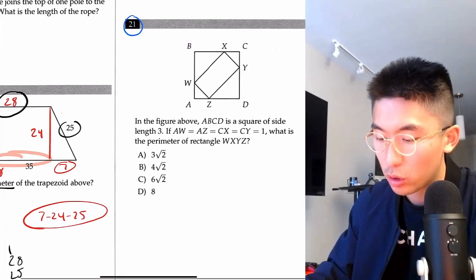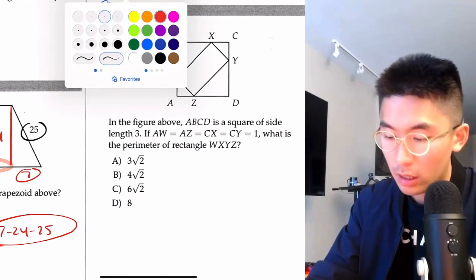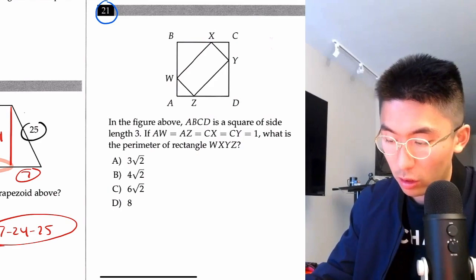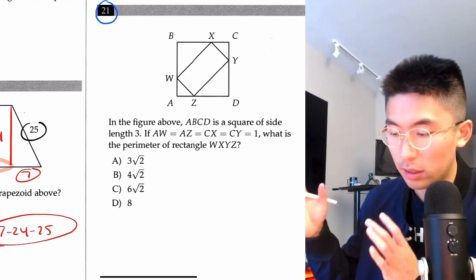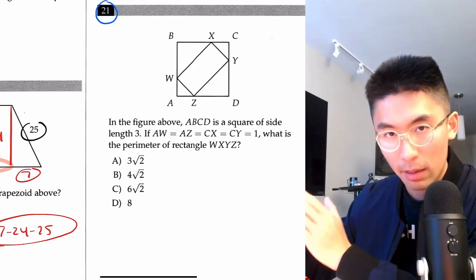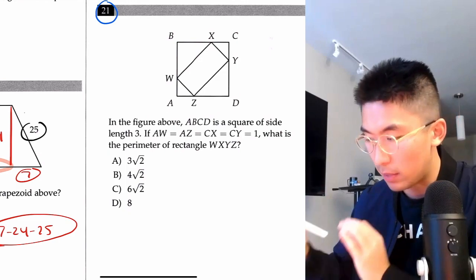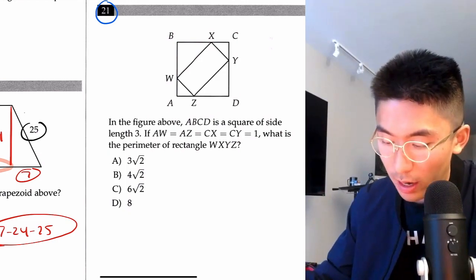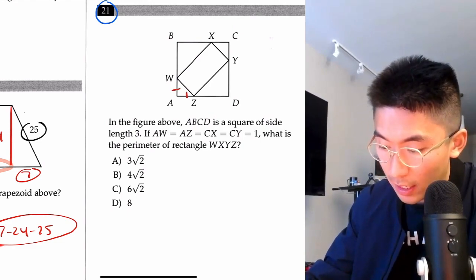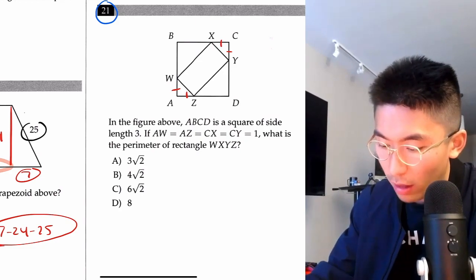Now let's take a look at number 21, the last problem here. Slightly more difficult, but don't be concerned. This is an isosceles triangle question. So as a reminder, isosceles is a situation where you've got a triangle with 2 sides that have the same length, or 2 angle measurements being the same. That's going to make an isosceles triangle. And here we have AW and AZ being the same, CX and CY also being the same. And they all happen to be 1.